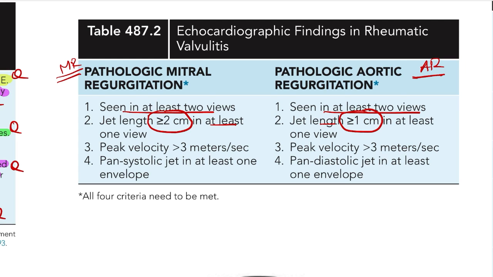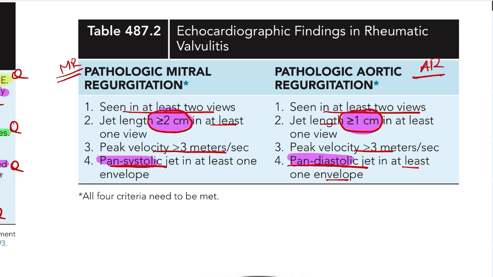Peak velocity is the same, more than 3 meters per second for both, and a pansystolic jet is there in MR and a pandiastolic jet is in aortic regurgitation in at least one envelope. In this table, you have to remember these two differences: more than 2 centimeter jet length, more than 1 centimeter jet length, and pansystolic and pandiastolic.